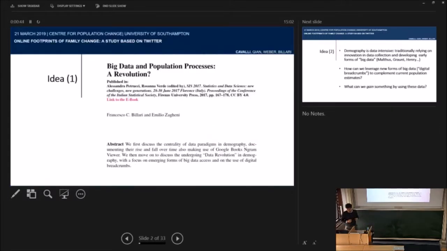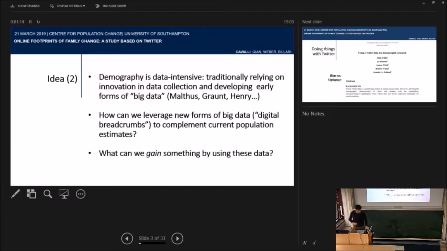And the background, in a way, is the fact that we are very aware of this, so I'm not going to spend too much time. We are witnessing a data revolution. Every day online, a massive amount of data is created, and this huge data generating process actually puts demography not in a bad spot, because demography has always been a data-intensive science, and data collection innovation has been at the foundation of the development of demography, from Malthus, Graunt, and Halley. And the idea is that demography knows big data very well.